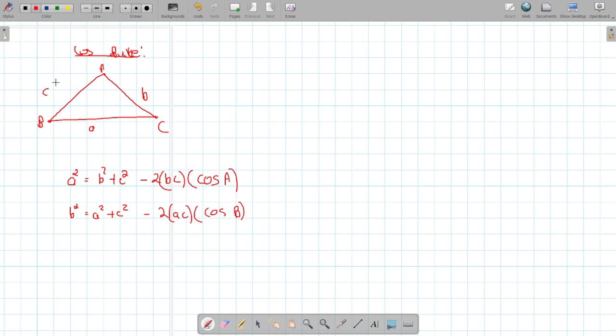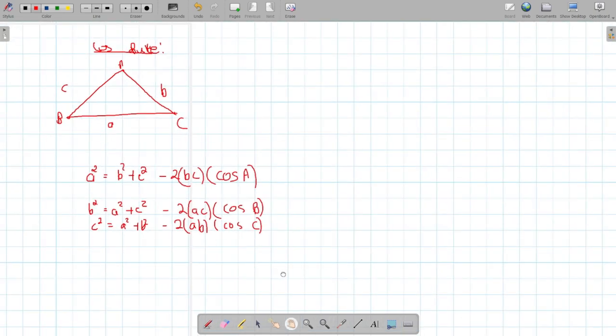And last one, let's say I was trying to find c squared. c squared equals the other two sides squared, a squared and b squared, minus 2 times the other two sides, times cosine of the angle. So since we're talking about c, it's going to be angle c. Okay, this is the cosine rule.